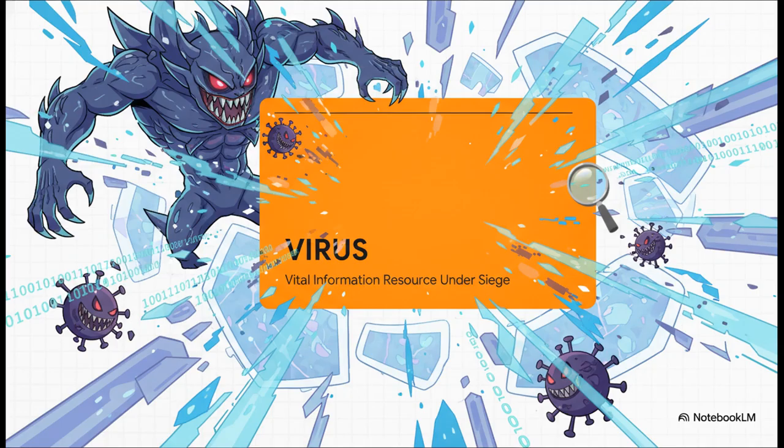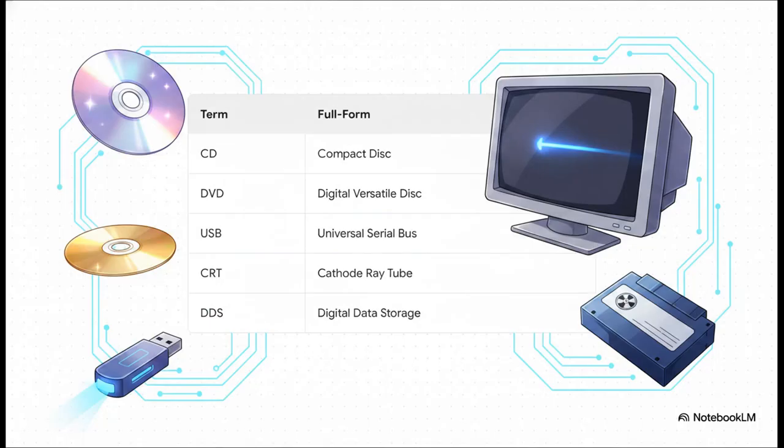Okay, jumping back in with storage and displays. You're definitely familiar with the compact disc, or CD, and the digital versatile disc, the DVD. When you plug them in, you're probably using a USB, the Universal Serial Bus. Now, for those older, chunky monitors you used to see in the 90s, CRT means cathode ray tube. And for archiving data, look out for DDS, which is digital data storage.